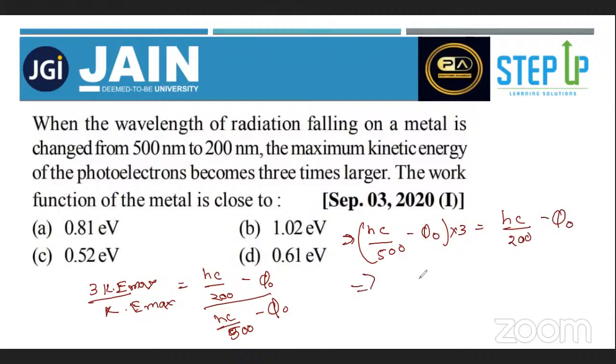The hc value, if I'm talking about it, many people take it as 1240 exactly, but the author has an answer of 0.61 electron volt. Okay, right. So this value you can solve. Many people take it as 1240. The exact value for this is 1237.5. Okay, so you solve this. This gives you phi value as 0.61 electron volt.